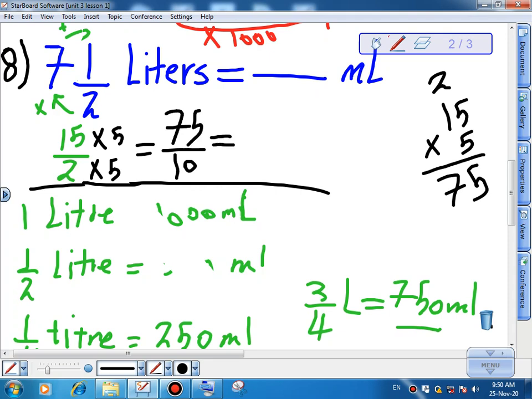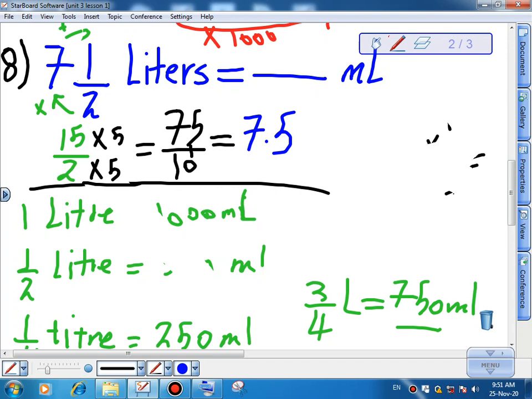Convert this fraction into a decimal. Over 10, take one number after the decimal point, which is here 7.5. I did not solve this question, I just converted the mixed number to a decimal number. It will be 7.5. Okay? So 7.5 liters have space milliliter.